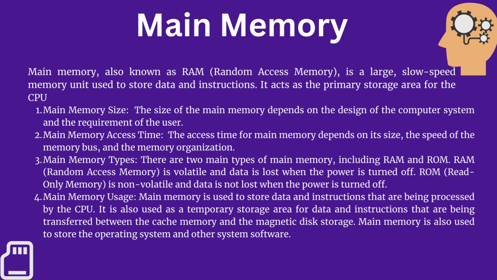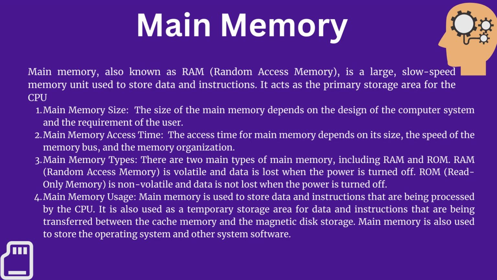Now, coming to the first point, that is the main memory size. The size of the main memory generally depends on the design of the computer system and the requirement of the user. Second thing is the main memory access time. The access time for the main memory depends on its size, the speed of the memory bus, and the memory organization. Third point is the main memory types.